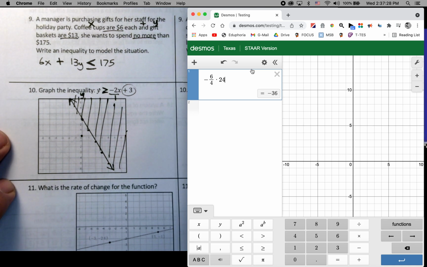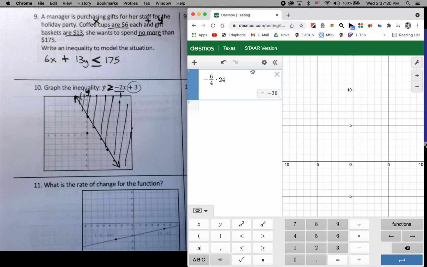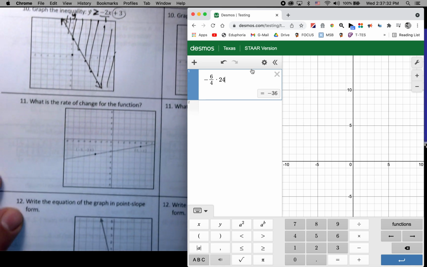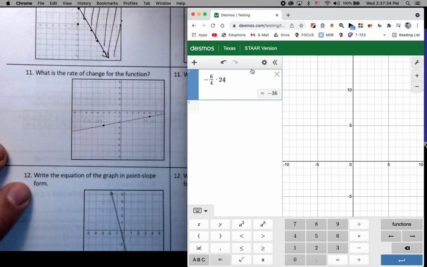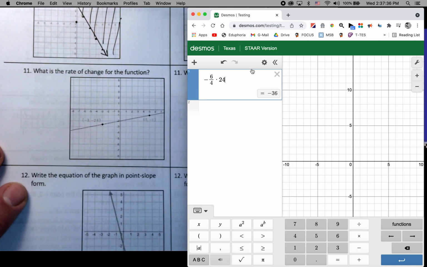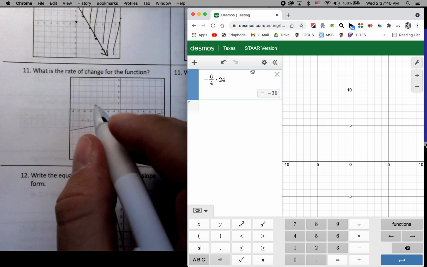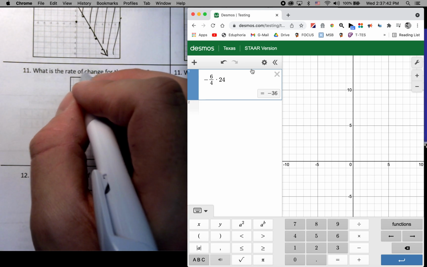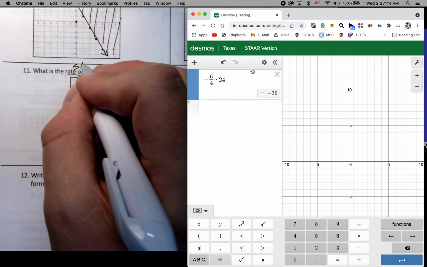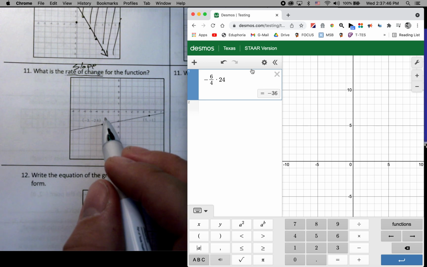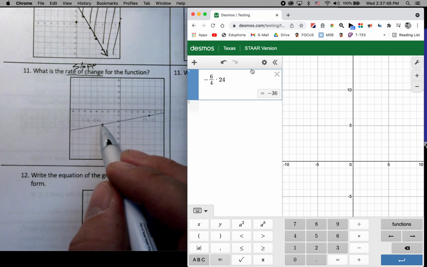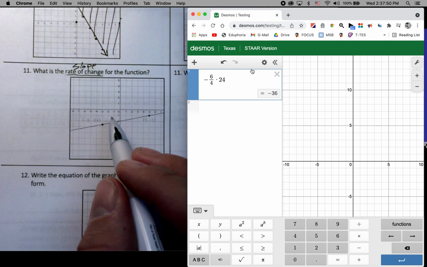All right, number 11. All right, now on the camera, it's kind of light. On your own paper, you should hopefully be able to see it a little bit better. Now it says, what is the rate of change? So that means the slope. So if you're given a graph, you can do it a couple ways. You can literally count, or you can use the slope formula.